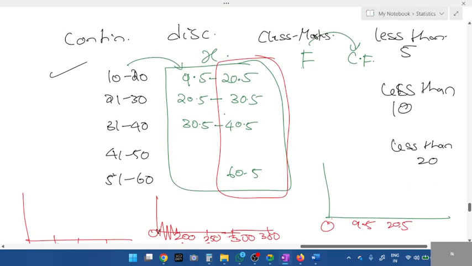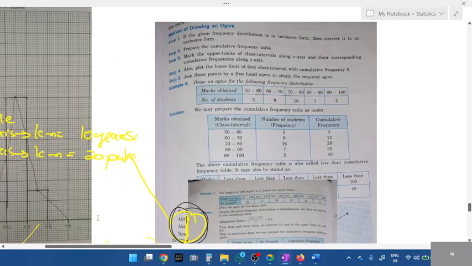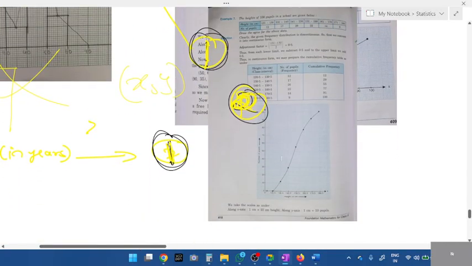Next. For the ogive graph, take the upper limit 20.5. For 20.5, convert into frequency and solve it. This is the second type of question: continuous, discontinuous. The third type of question is class marks. They'll just give you class marks. I'll tell you the formula for how to solve it. Next. Only class marks will be given.